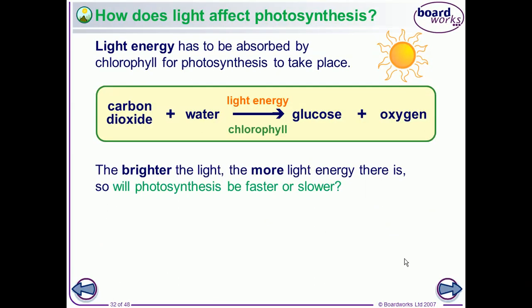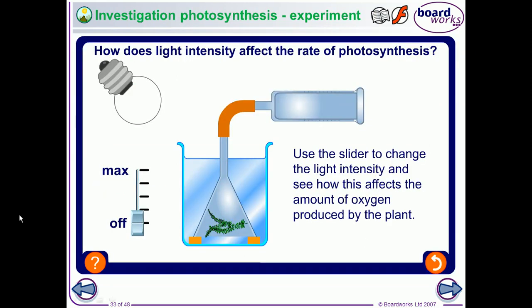The brighter the light, the more light energy there is. So will photosynthesis be faster or slower? So here in this experiment, when you increase the light energy, you notice that the plant is producing more oxygen bubbles, which is collected by the syringe. And this is because the plant is doing more photosynthesis. So here, when we increase the light energy or the brightness, the rate of photosynthesis increases.